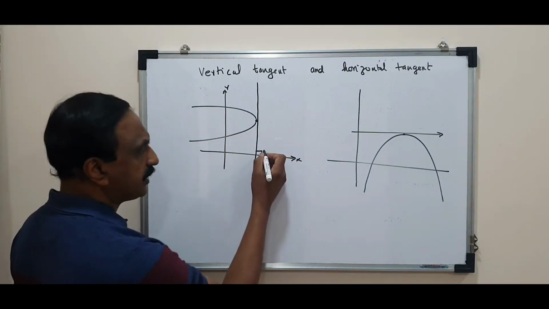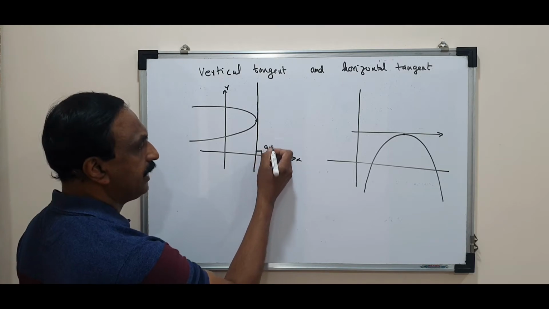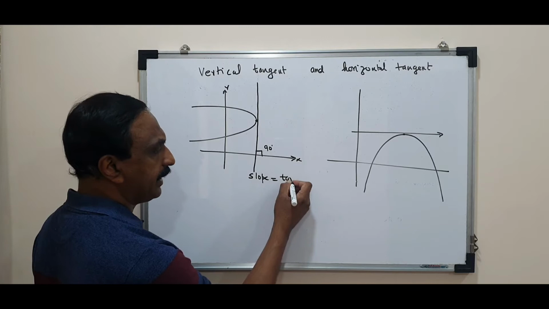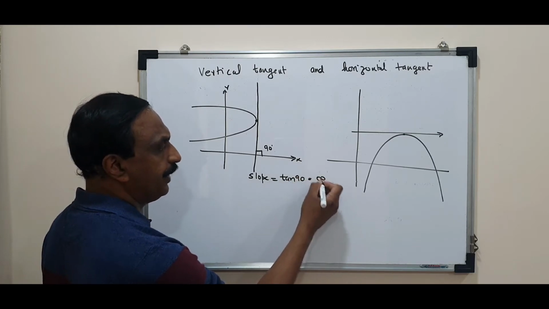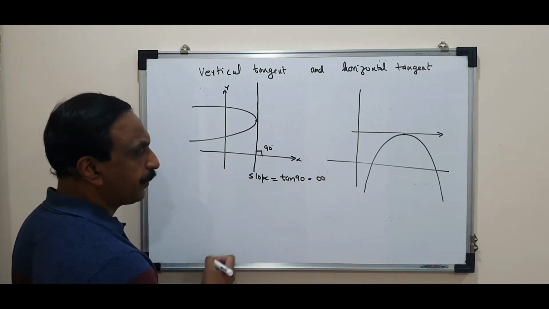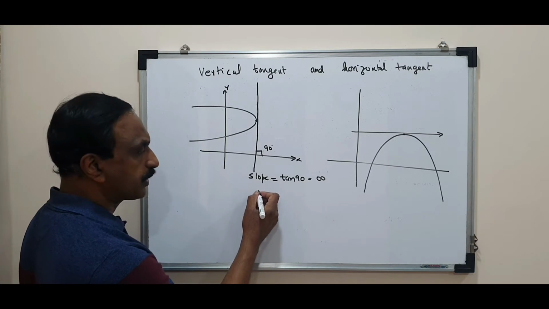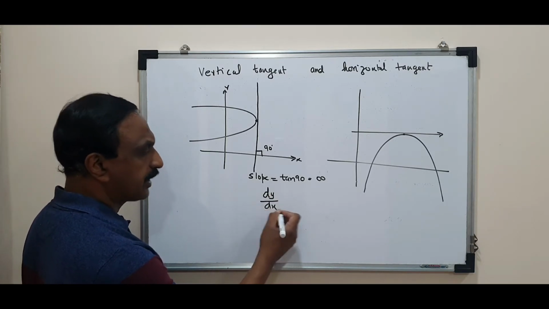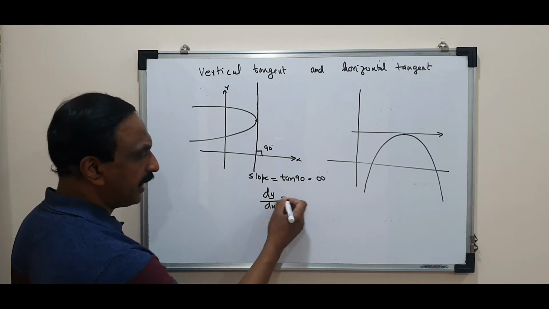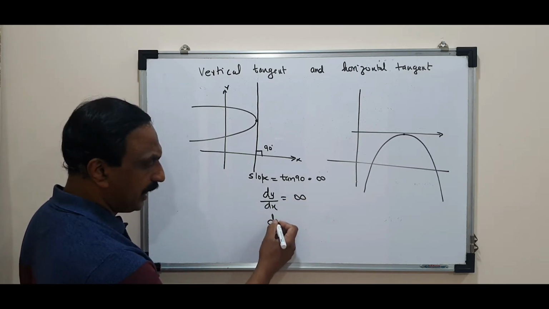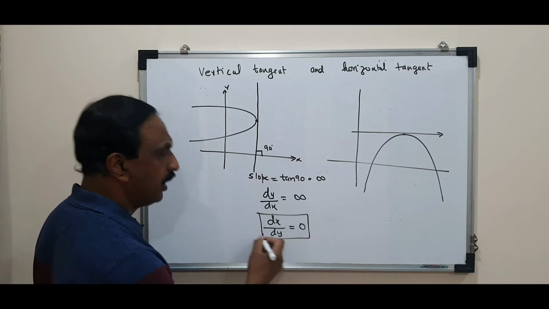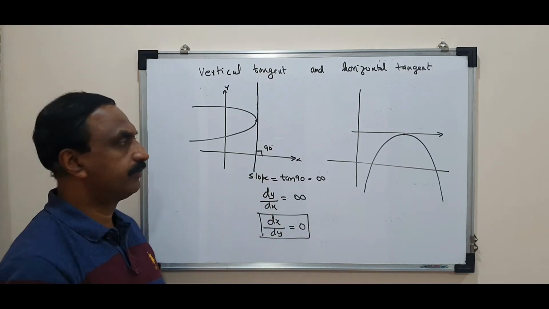In a vertical tangent, you can see here the angle is 90. So the slope of the tangent will be tan 90, which is infinity. So the reciprocal of the slope, what is the reciprocal of slope? dy by dx is the slope. Its reciprocal is dx by dy. So dx by dy will be 0 for a vertical tangent.